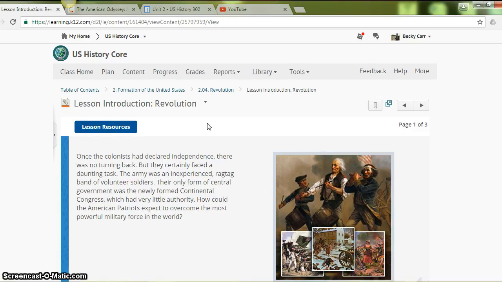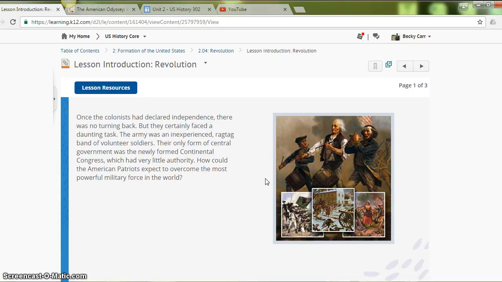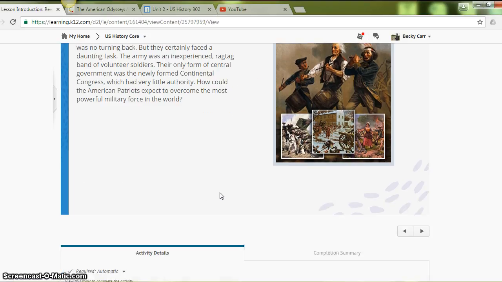And we see the following. Once the colonists had declared independence, there was no turning back, but they certainly faced a daunting task. Their army was an inexperienced ragtag band of volunteer soldiers. Their only form of central government was the newly formed Continental Congress, which had very little authority. How could the American patriots expect to overcome the most powerful military force in the world?